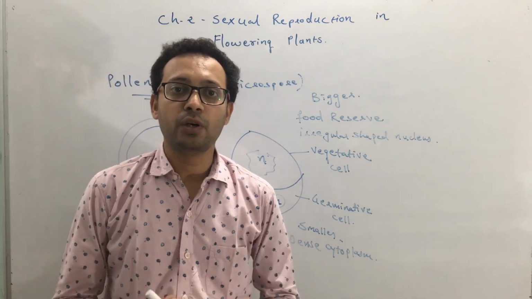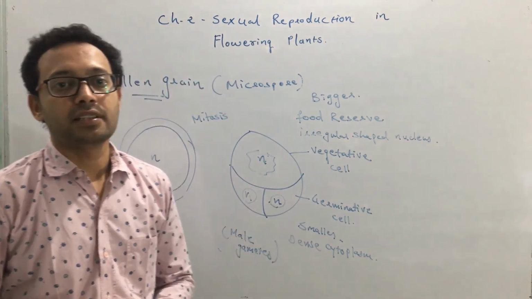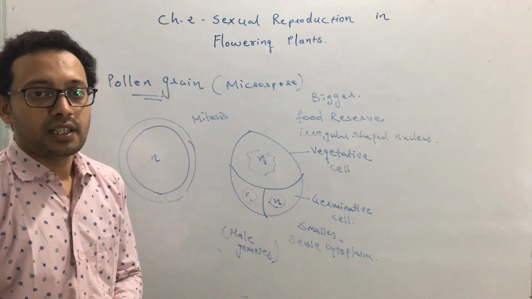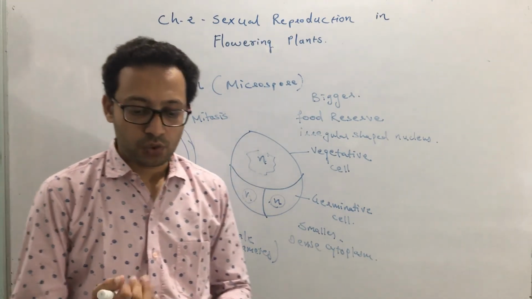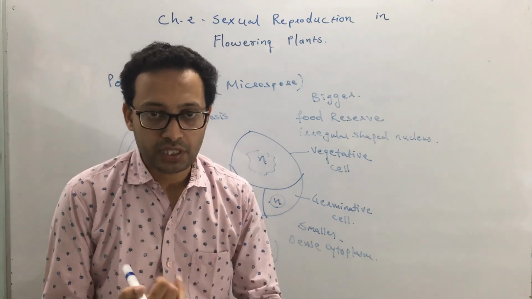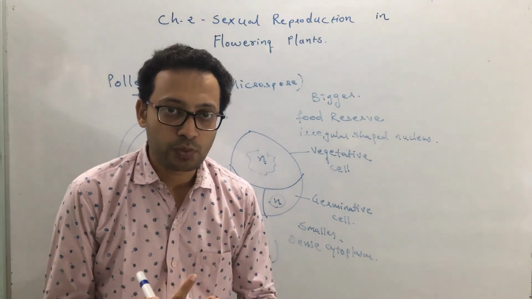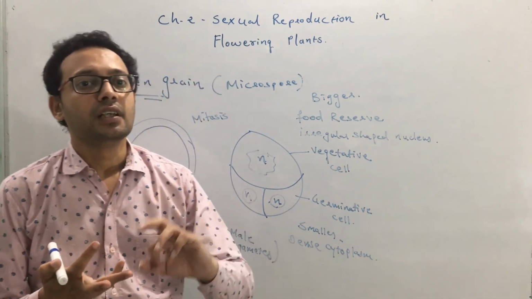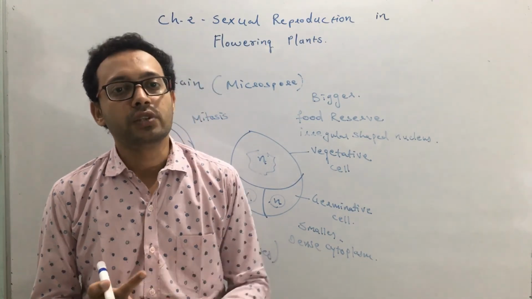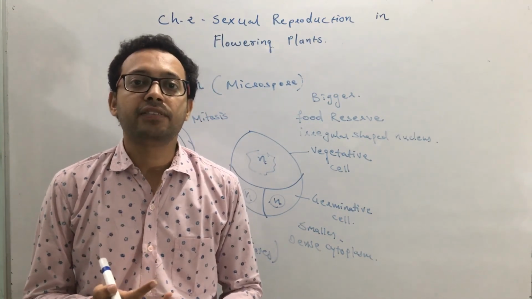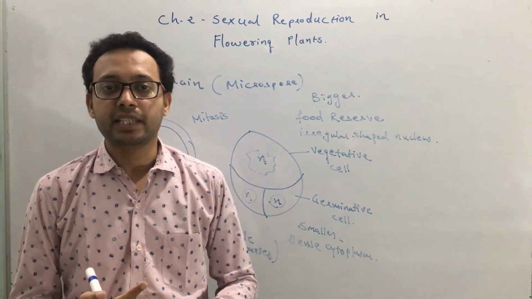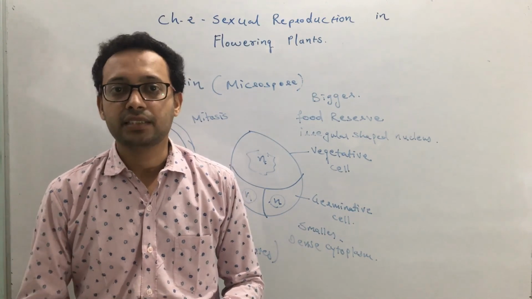So that's how the development of the male gametophyte occurs. What have we seen today? We have seen the internal structure of the anther, the structure of the stamen, the process of microsporogenesis, the process by which a microspore or pollen grain is formed, and we have also discussed a few characteristics of the pollen grain. Some characteristics of the pollen grain remain, but we will discuss those in the next session.